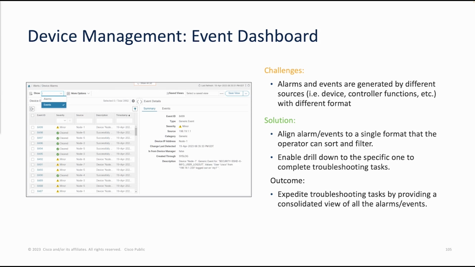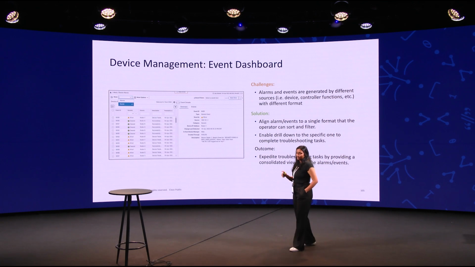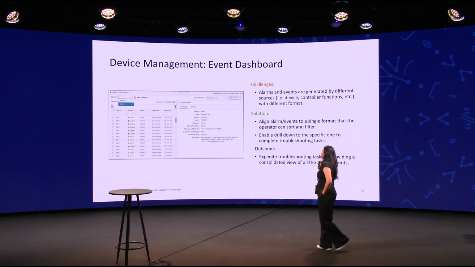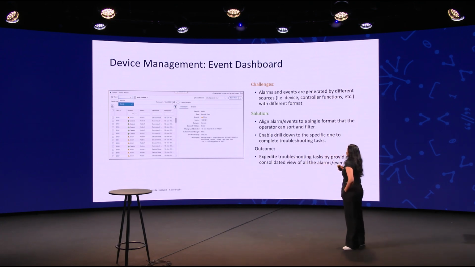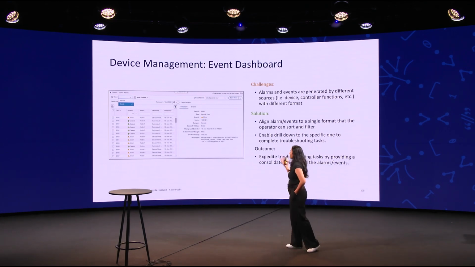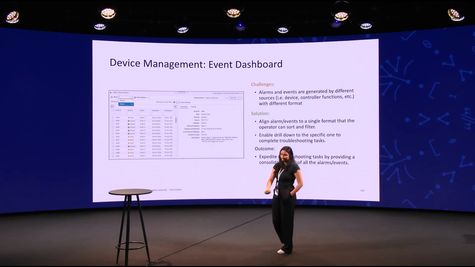So what we do with CNC, new in CNC 5.0, is align alarms and events to a single format. We also enable drill down into the specific tasks to complete all of this troubleshooting, so it expedites your mean time to remediation. You're not wasting time looking at things that are not relevant, and CNC gives you a head start to figure out what actually is relevant and go from there.